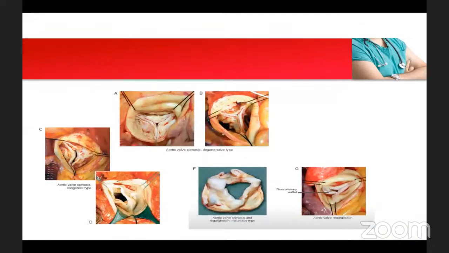Here we can see different pathologic morphologies after accessing the aortic valve and examining it. Here we can see the classic degenerative changes with calcification. Here we can see the bicuspid aortic valve. And here we can see some of the rheumatic changes like commissural fusion and thickening.